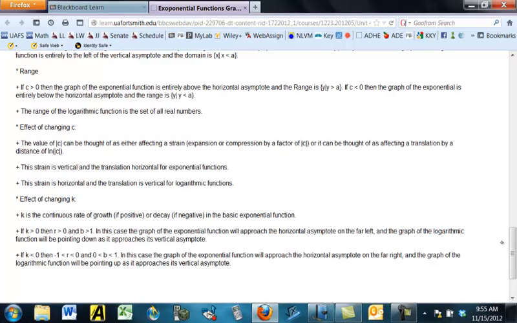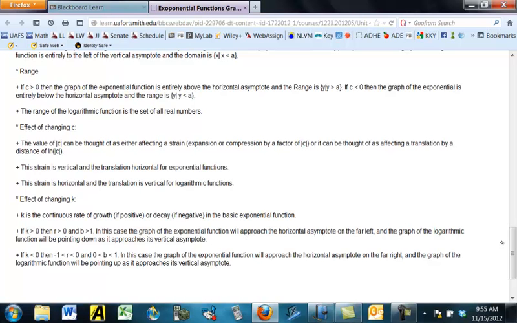The effect of changing k is the continuous rate of growth if it's positive, or decay if it's negative, in the basic exponential function. So k is always positive when r is positive, when b is greater than 1. That's your basic exponential growth function. No matter what, it's going to approach the horizontal asymptote on the far left for the exponential function, and the graph of the logarithm will be pointing down as it approaches its vertical asymptote.